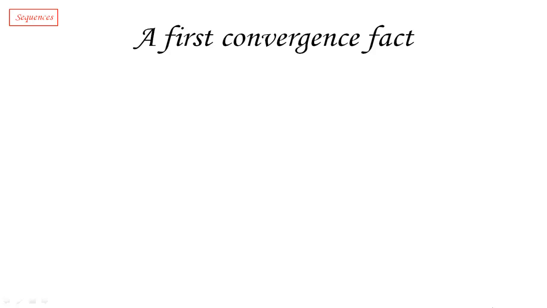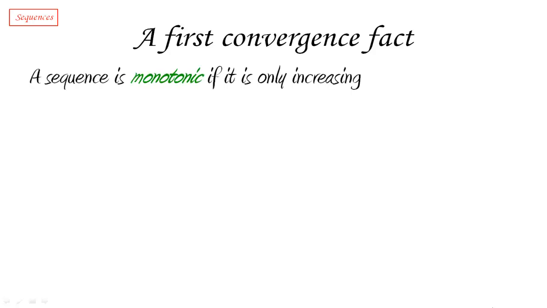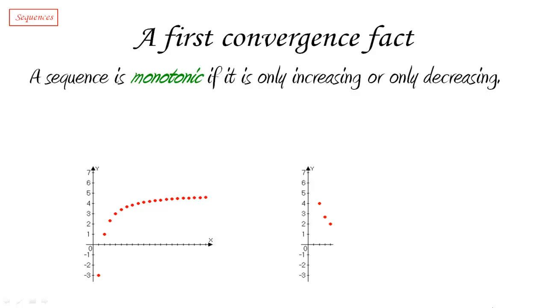But many of those criteria rely on one fact which is very simple to check about regular sequences, just general sequences. And the fact is as follows. First of all, let me tell you that a sequence is monotonic if it is only increasing, like for instance this sequence here would be monotonically increasing, or if it is only decreasing, like this sequence here is going to be monotonically decreasing. So monotonic means it goes up all the time or goes down all the time.